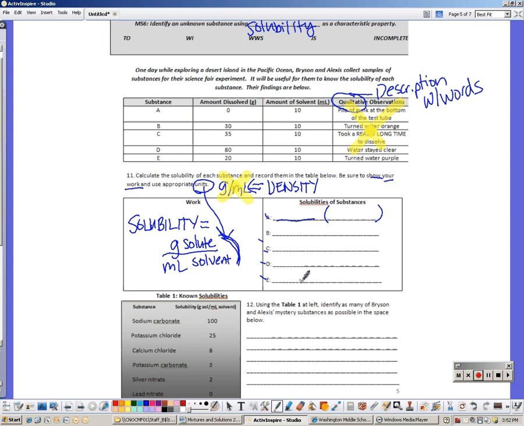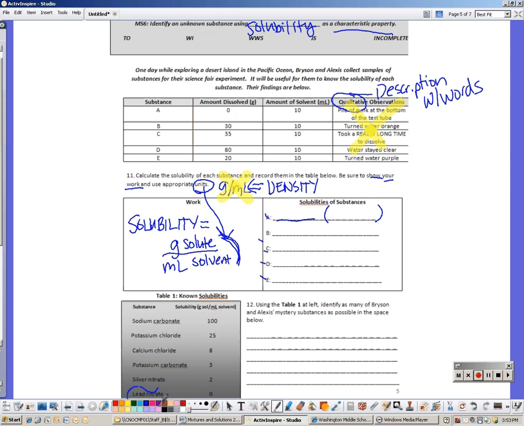The next thing you need to do is number 12. Using table 1 at left, identify as many of Bryson and Alexis's mystery substances as possible in the space below. So this is where the characteristic property piece comes in. If you can match any of these to any of these, you know pretty fairly certain that you have matched up the substance and you can identify what it is. The tricky one is this one.